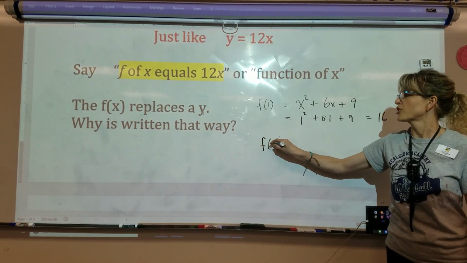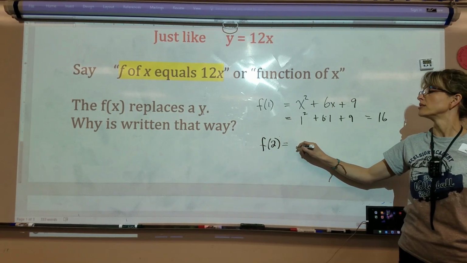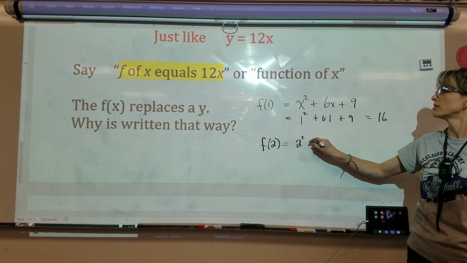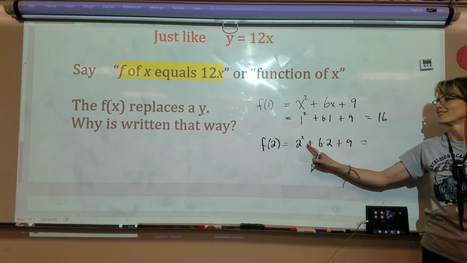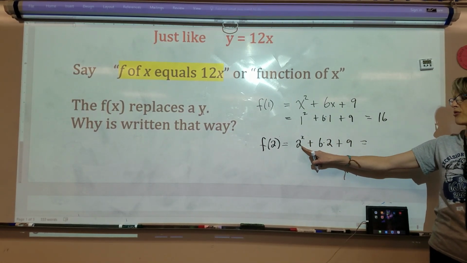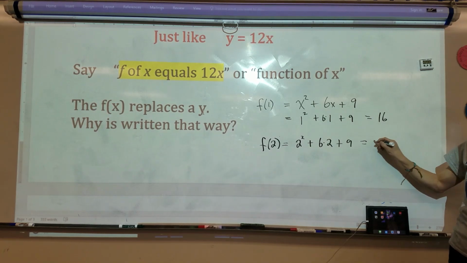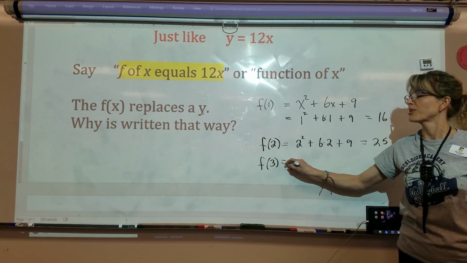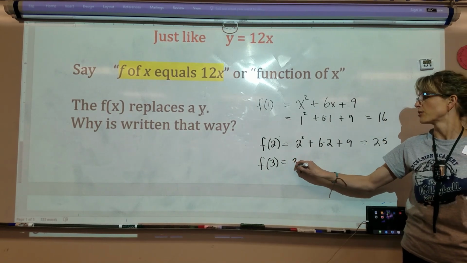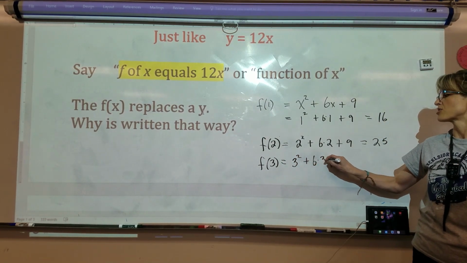Well, what would be my function if I put 2 as the input? Okay, that would be 2 squared plus 6 times 2 plus 9. 2 squared plus 6 times 2, this would be 4 plus 12, that's 16, plus 9 is 25. And I can figure out f of 3, if 3 is my input, I would go 3 squared plus 6 times 3 plus 9.